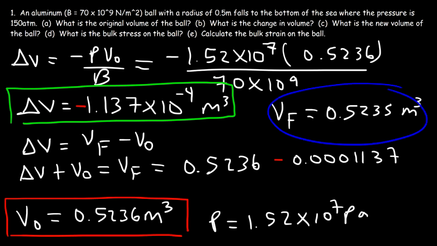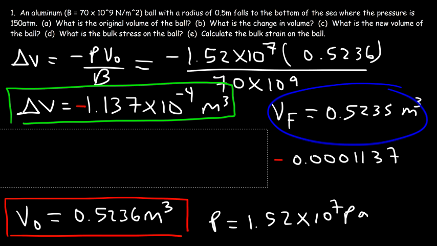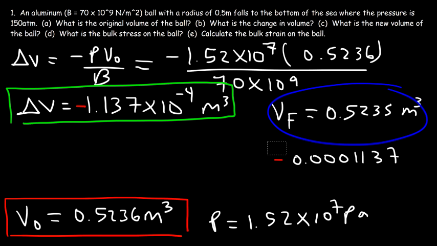So by dropping the aluminum ball to the bottom of the sea, the volume decreases only slightly. The bulk modulus of aluminum is pretty high, and the bulk modulus is inversely related to the compressibility of an object. So because it's so high, aluminum is not very compressible. So I want to compare it to something else. So keep in mind the bulk modulus of aluminum.